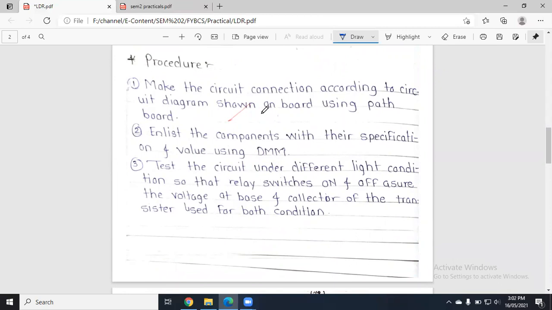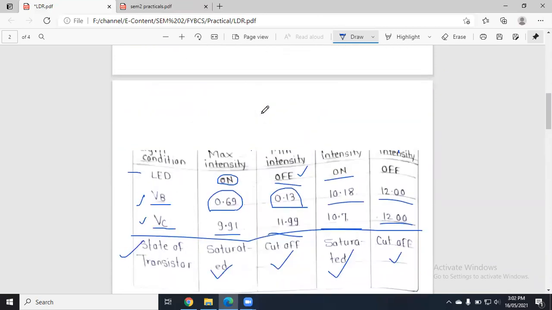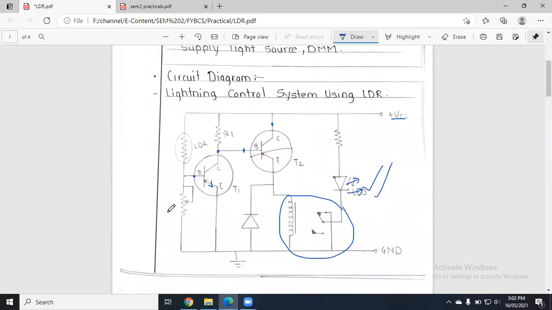Enlist the components with their specification and value using a DMM. Now there are some resistors: this is one resistor, this is the second resistor, this is the third resistor. You have to measure the values of these resistors. And this one is not an ordinary resistor. It is a light dependent resistor: whenever light falls on this resistor, it changes its value.